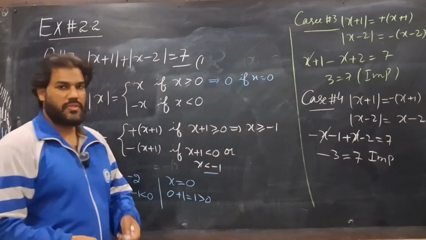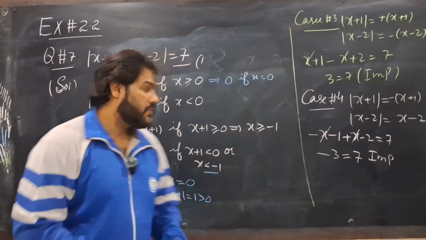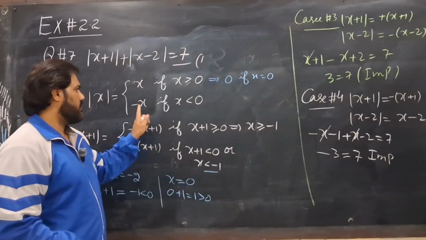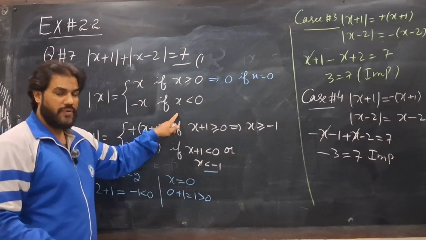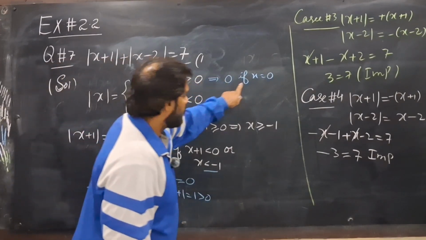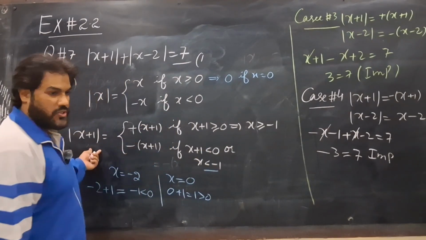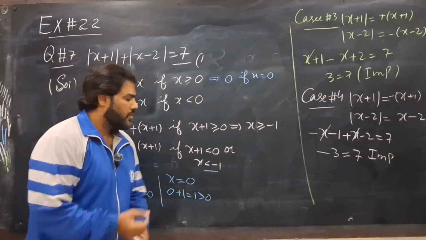So the absolute value function can be defined in three parts. This is equal to positive x if x is positive. This is equal to negative x if x is negative, and this is equal to 0 if x is equal to 0. In a similar manner, you can define the absolute value of x plus 1 in three parts.